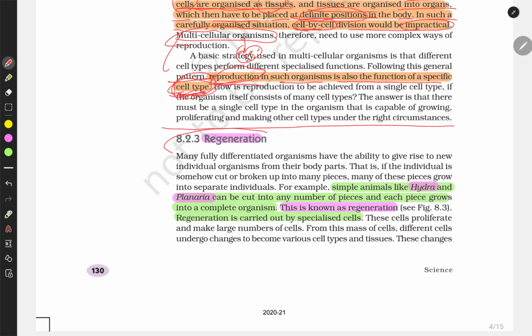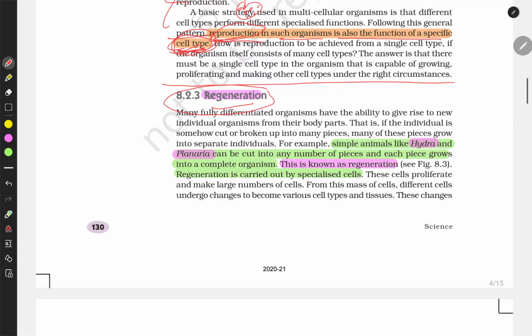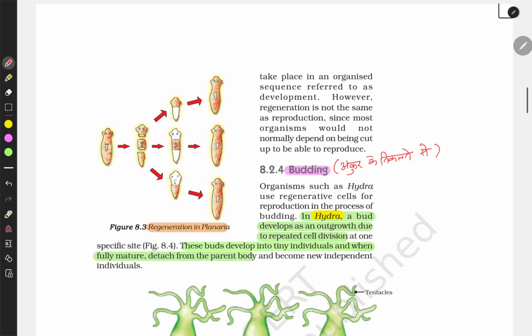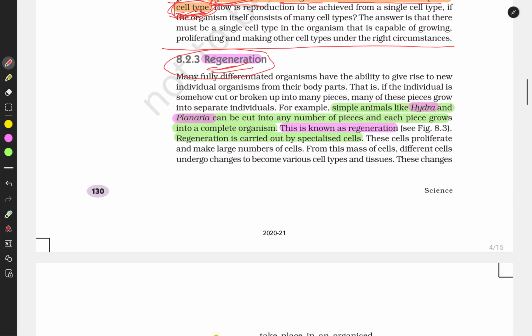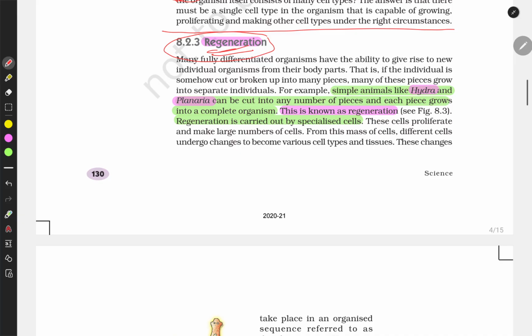Another mode of asexual reproduction is regeneration. Simply, it is regenerating. So let's start with the example. We have a simple case of hydra and planaria that can be cut into a small number of pieces, and each piece grows into a complete organism. This is known as regeneration, and regeneration is carried out by specialized cells only. So we might have seen in some cartoons that if somebody, some human, lost its fingers, in some cartoon it regenerates.